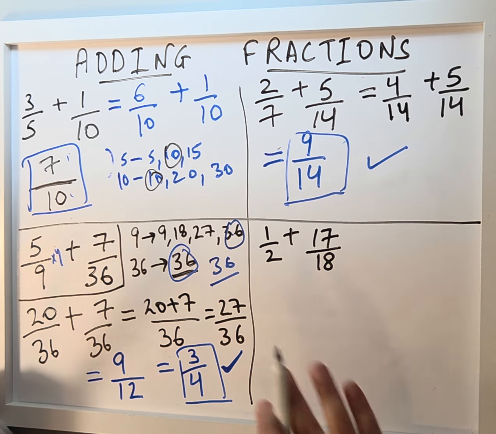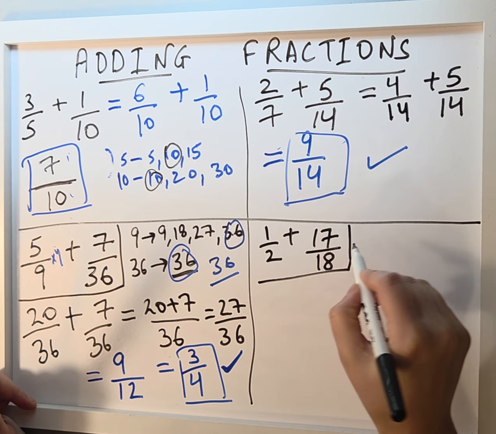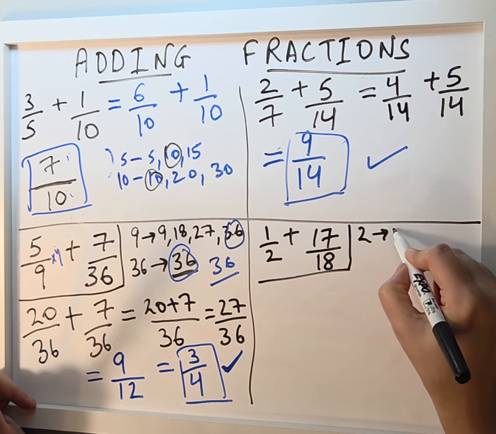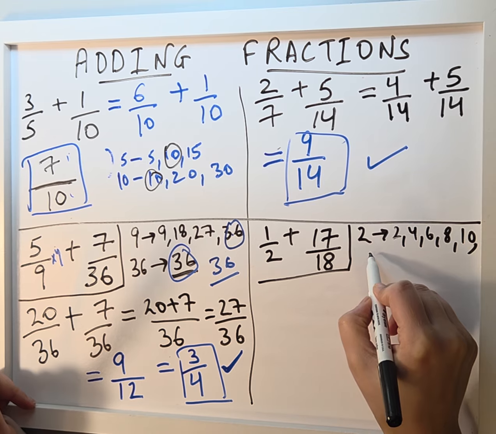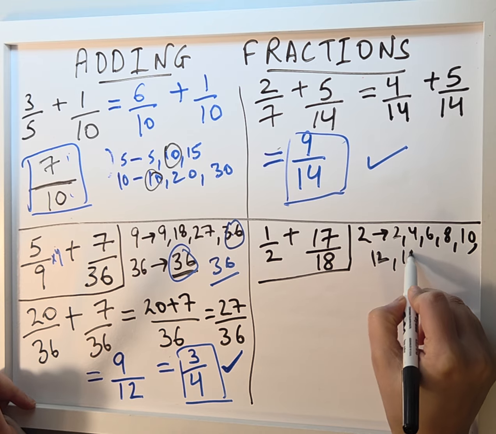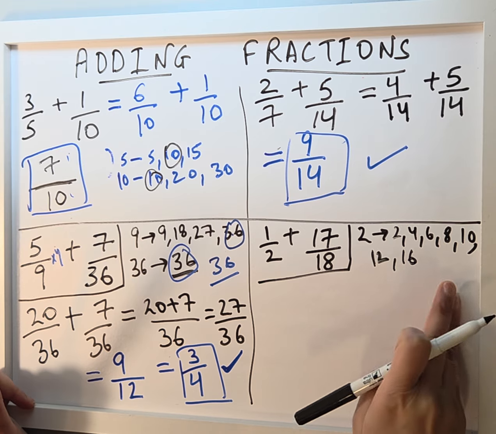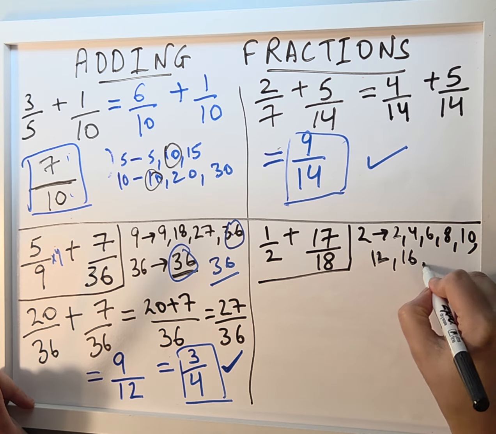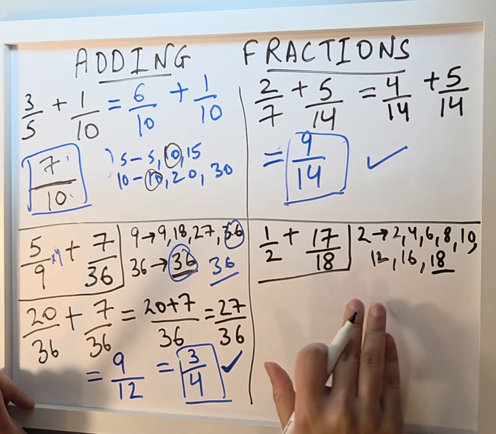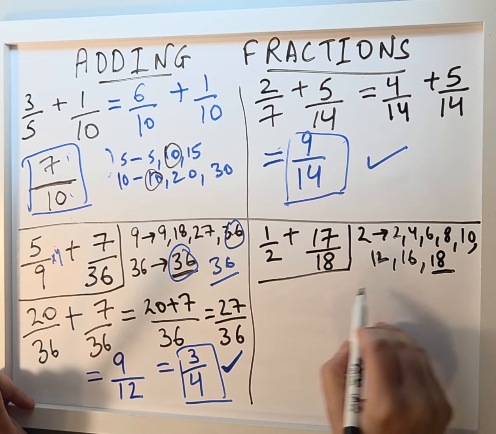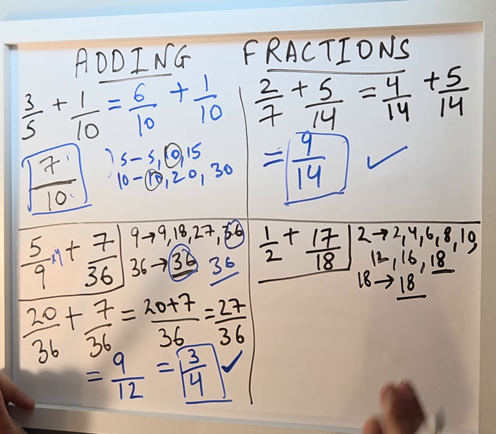Now let's look at the last example. For 2, what are the multiples? We have 2, 4, 6, 8, 10, 12, 16. So why are we going more? Because the second number is 18. We'll have to go at least till 18 or more to be able to find something. So we got 18, we can stop here. 18 is our least common multiple because 18 ones are 18.